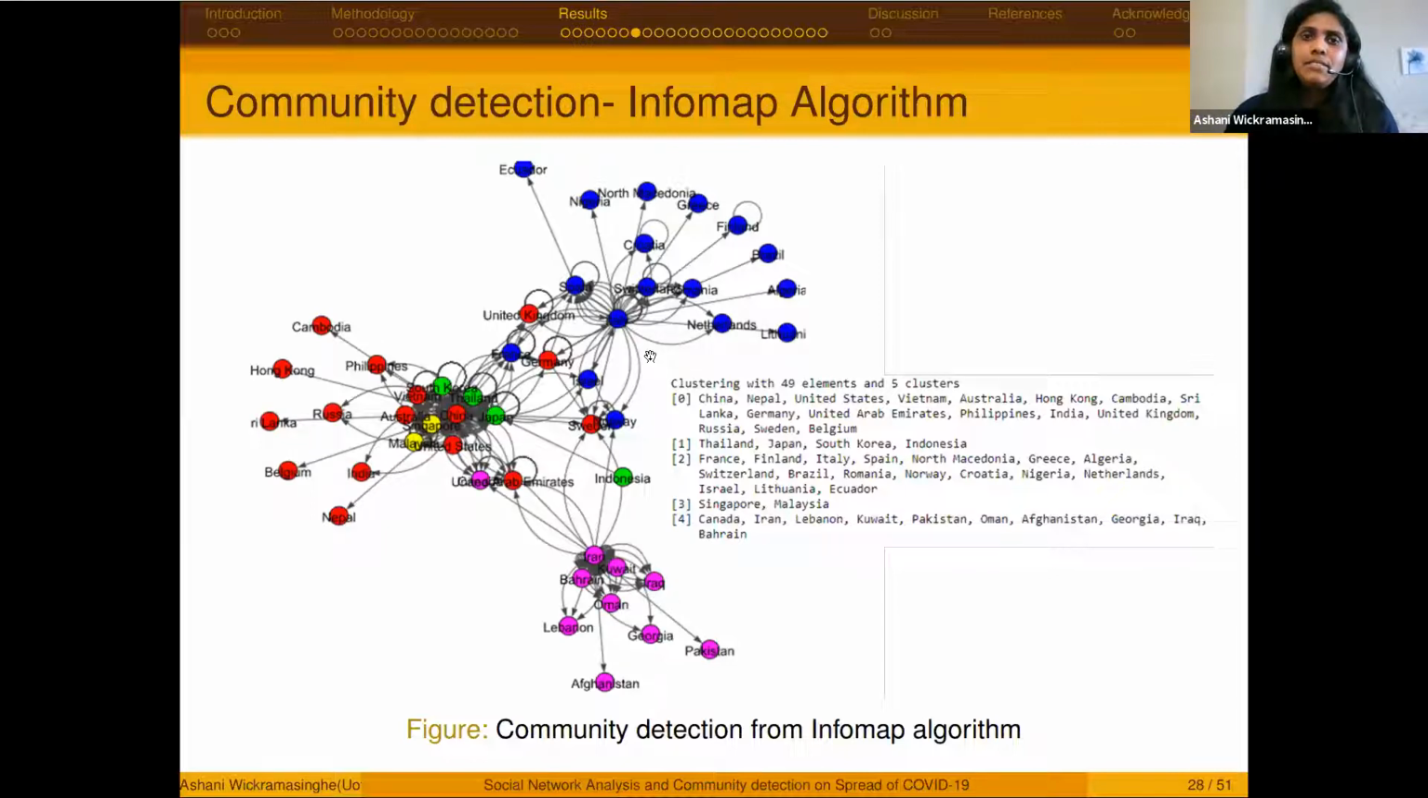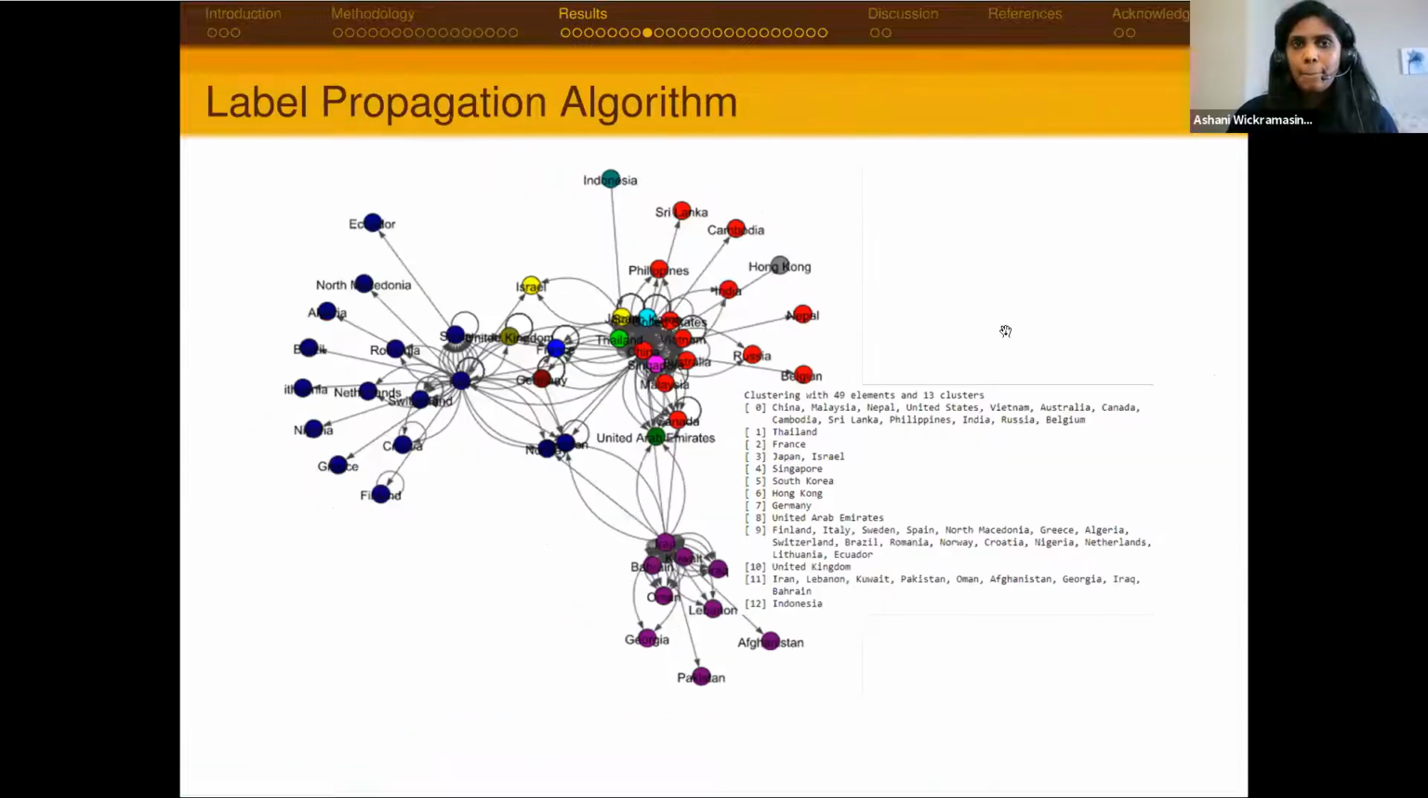So this network shows results of the InfoMap algorithm. It gives 5 clusters. Around China, there's one group in red color. Around Italy, there's another group in blue color. Around Iran, there's another group in pink color. Those are the highest out degree countries, China, Iran, and Italy. Also, we have another 2 small groups.